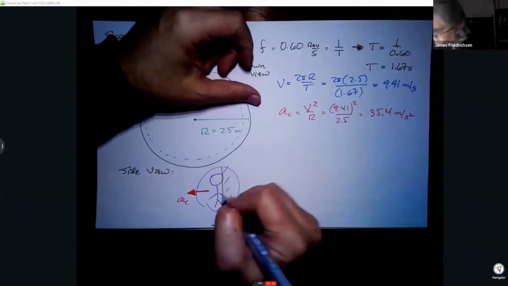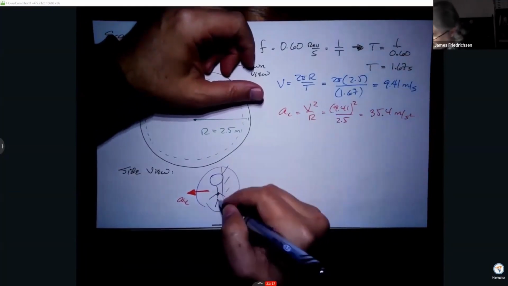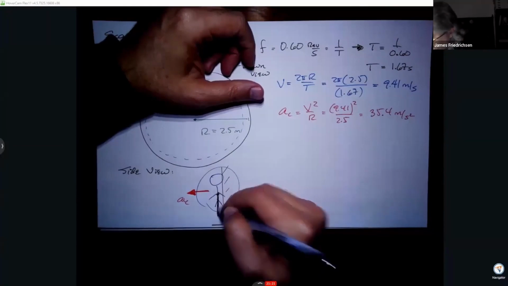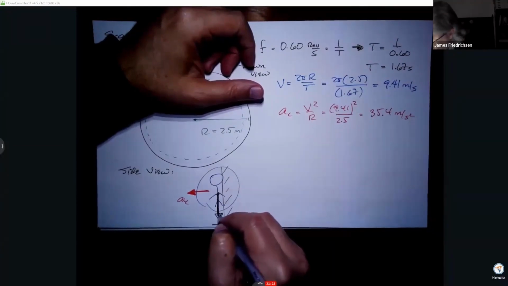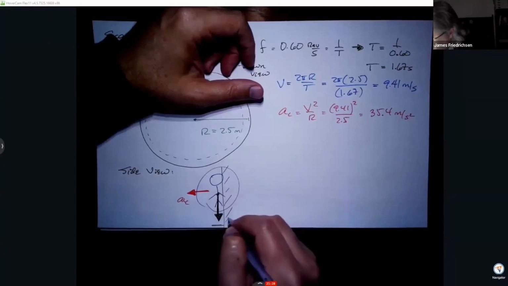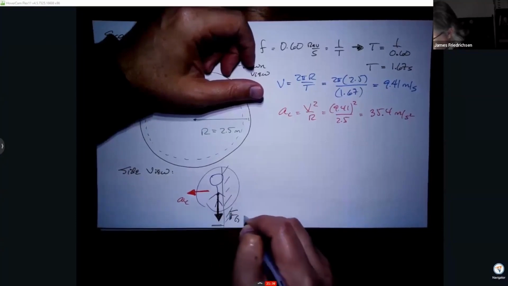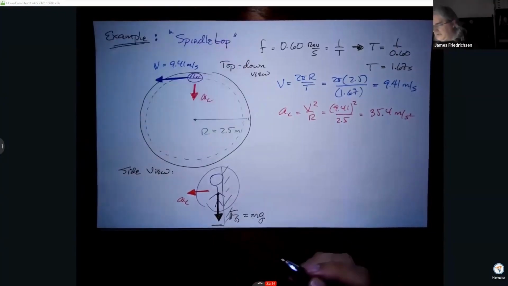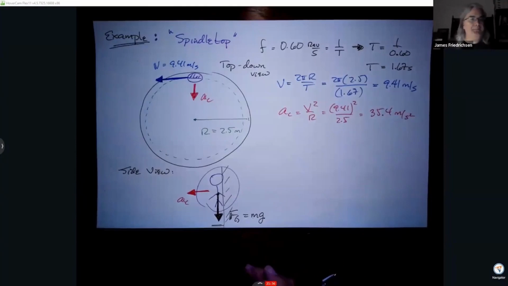Got gravity. Good. I'm going to go from the center of our person to the center of the earth, vertically straight down. And they didn't give us the mass of the rider, and the answer to that is we won't need it. So we're going to write it in as m times g, and it should go away in a little bit. So gravity. And Emmanuel points out we should have a normal force.